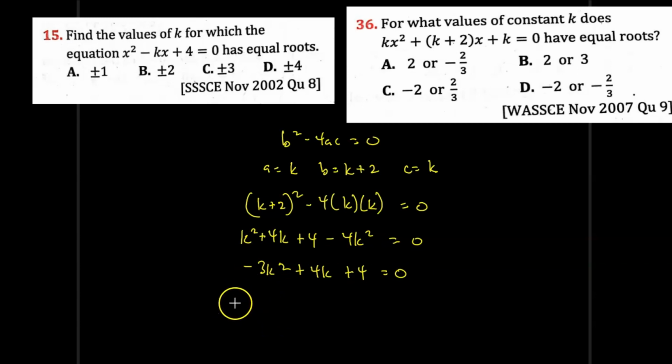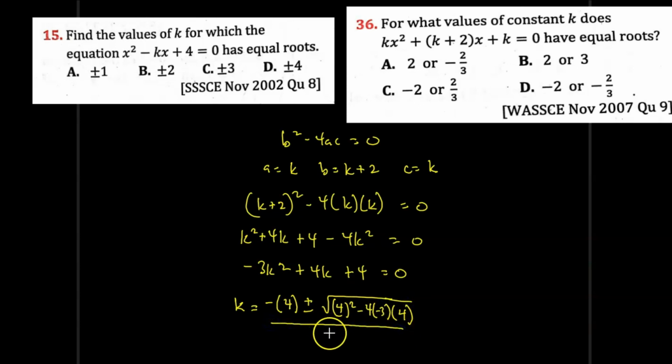By using the quadratic formula, k must be equal to minus b, which is 4, plus or minus the square root of b squared, which is 4 all squared, minus 4ac, which is 4 times negative 3 times 4, all divided by 2a, so 2 times negative 3.